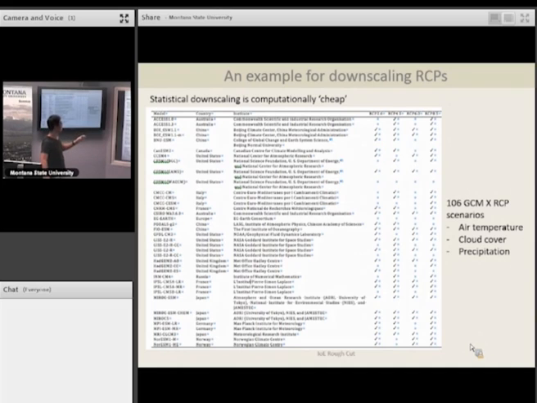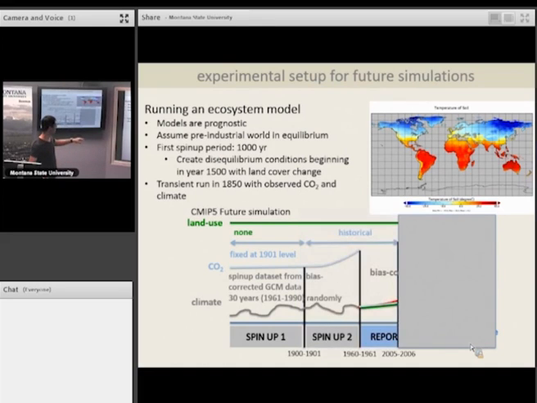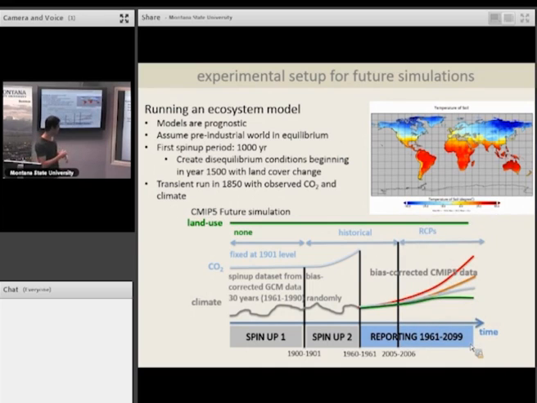for air temperature, cloud cover, and precipitation, the major climate change variables. And this is a list of these models. I forced our DGVM model, LPJ, with this bias-corrected result. And this is a figure that shows how we do the spin up for running the model. We did two different spin ups, and the last one is the transient run for the reporting period for the future.